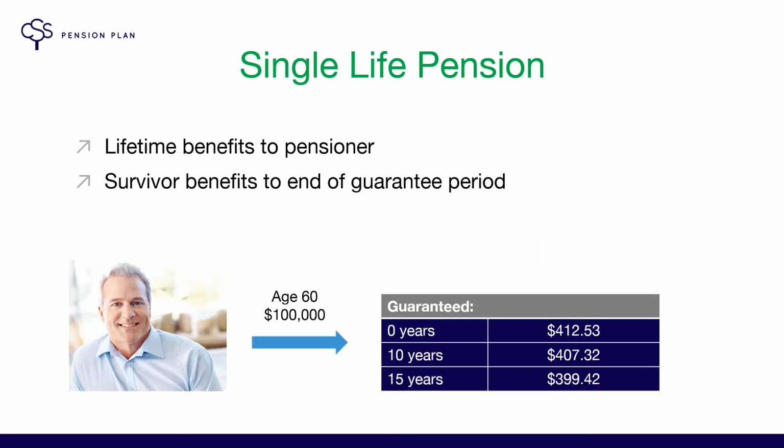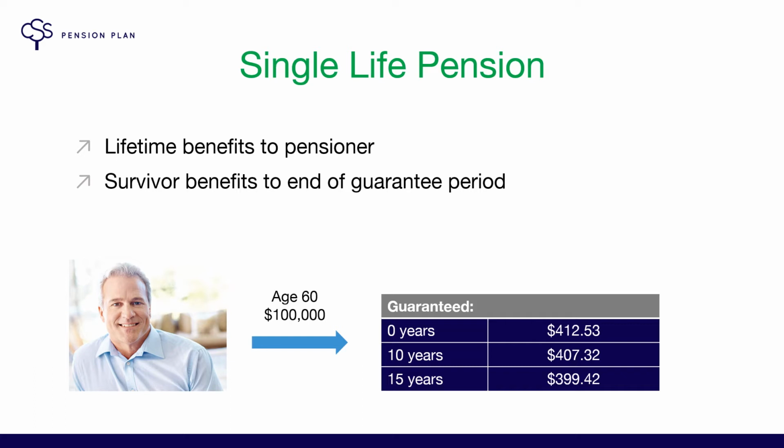The first monthly pension option is the single life pension. A single life pension will only provide a lifetime pension to you. It does not provide a lifetime pension to your surviving spouse if you have a spouse. Single life pensions can have guarantee periods of 0 years or no guarantee, 10 years or 15 years. The longer the guarantee period, the lower your monthly pension payment will be.